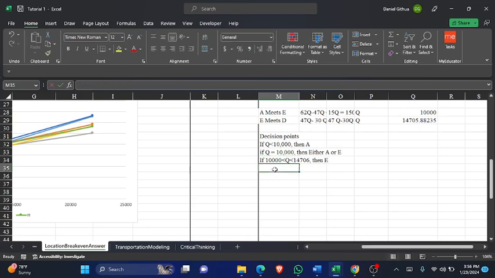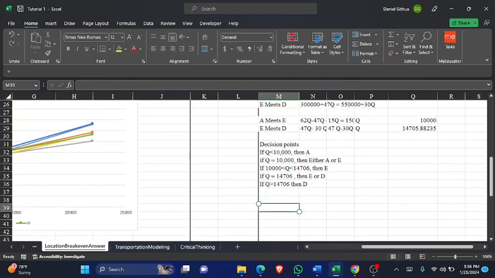That's the third line. And then another decision is if Q is equal to 14,706, then either E or D. The last decision is if Q is greater than 14,706, then we have to choose D, because it is the highest.